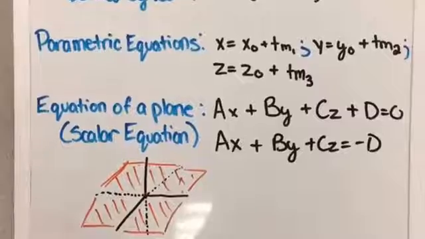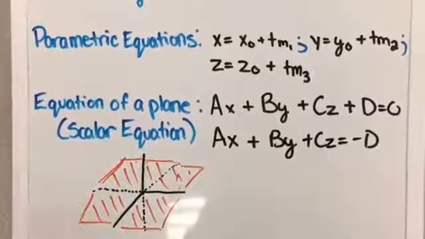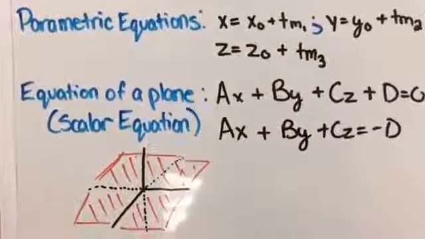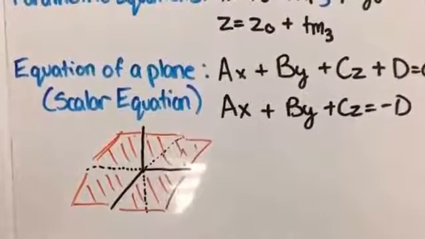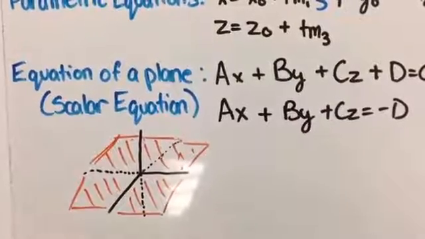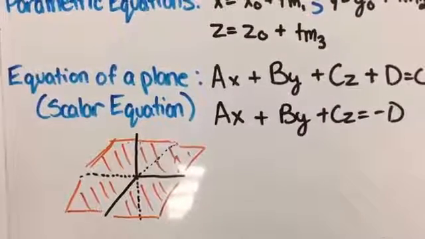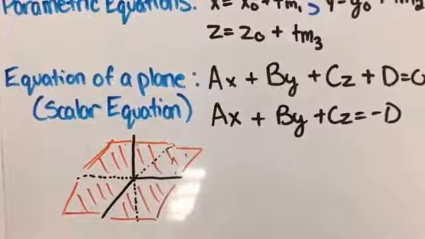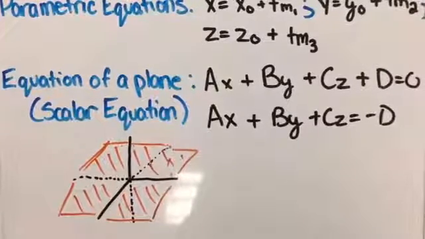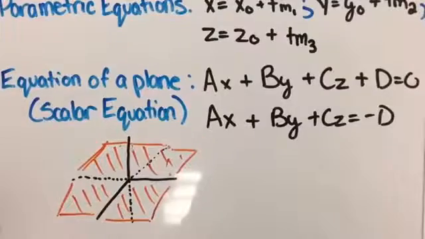So you're probably wondering what a plane is. Well, a plane is a two-dimensional flat surface that extends indefinitely far in all directions. The scalar equation defines a plane. So as you can see, ax plus by plus cz plus d is equal to 0. Sometimes it can also be written as ax plus by plus cz is equal to negative d.